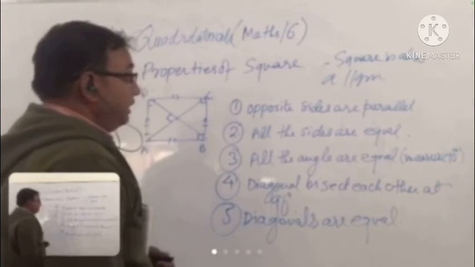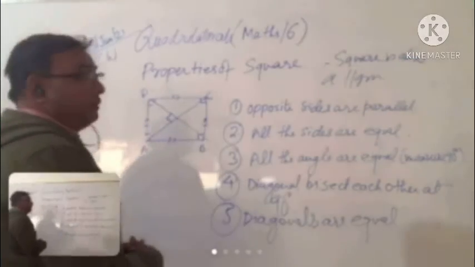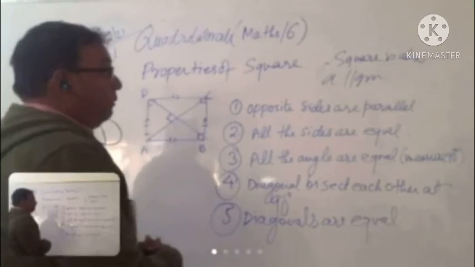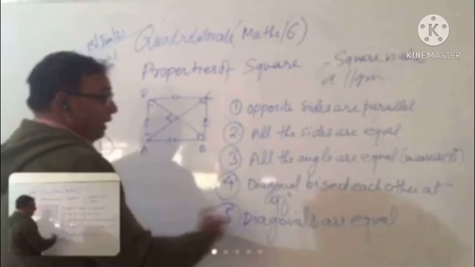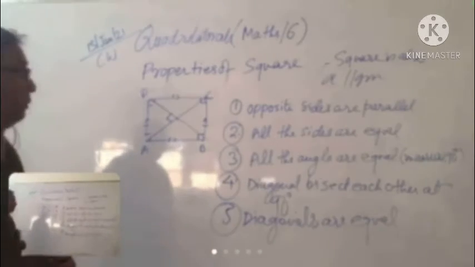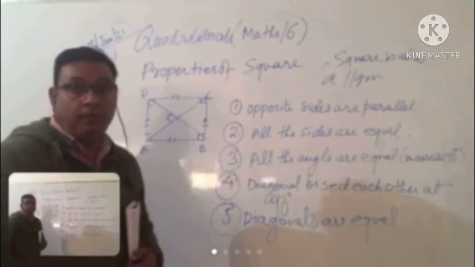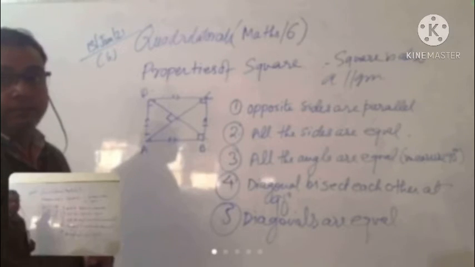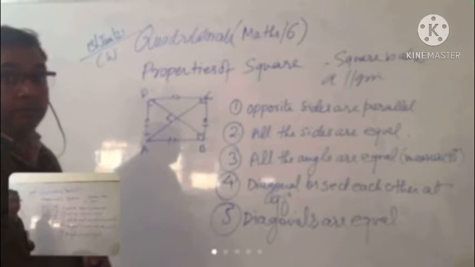Now I think these five properties are clear to you. Properties of square: opposite sides are equal and parallel, all the sides are equal, all the angles are equal and measure 90 degrees, diagonals bisect each other at 90 degrees, and the last one is diagonals are equal. I think everyone understands the properties of a square. Try to learn these properties because they are very useful to you.